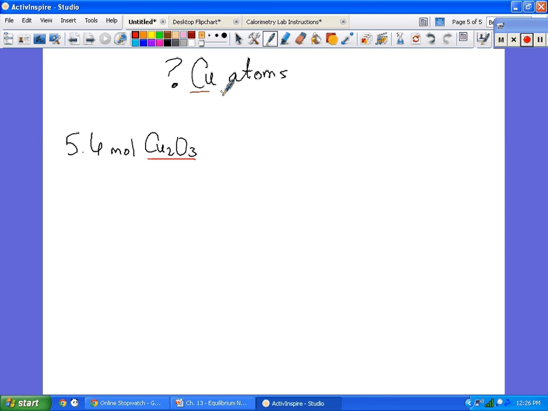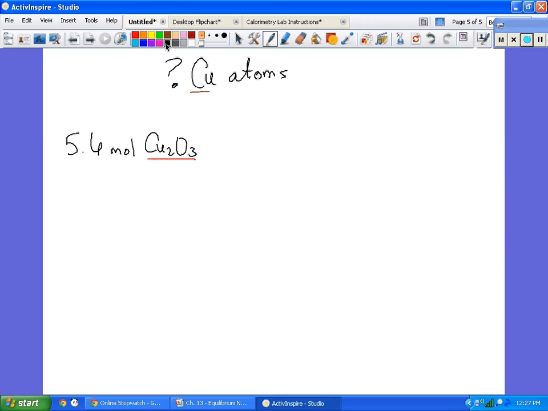Copper 3 oxide and copper, are they the same thing? No. Copper 3 oxide and copper are 2 totally different things. I've said this before. Some of you may or may not remember, but if you don't remember, you may want to write it down. One more time. Copper 3 oxide and copper, are they the same thing? No. What is the only way to go or to convert between or to compare 2 different things? Mole to mole. Very good. That's the only way I can compare 2 different things, as a mole to mole.